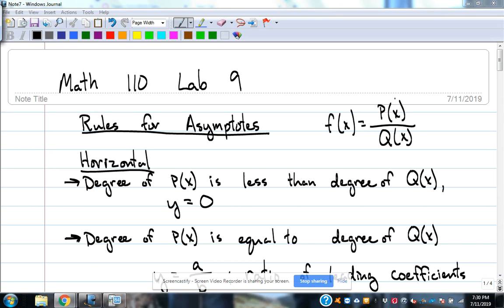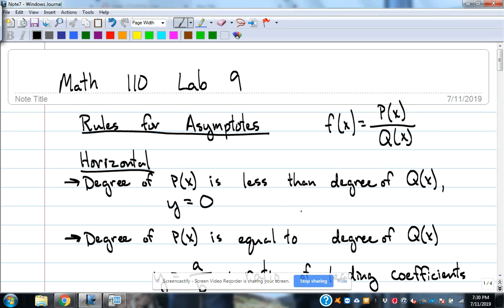You have p of x, which is your polynomial on the top, and q of x, which is your denominator. It's a polynomial that's in the bottom. And when you're trying to decide if it has a horizontal or an oblique asymptote, you look at the degree of the numerator comparing to the degree of the denominator. And the rules are that if the degree of the numerator, p of x, is less than the degree of the denominator, q of x, then you're going to have a horizontal asymptote automatically at y equals 0.